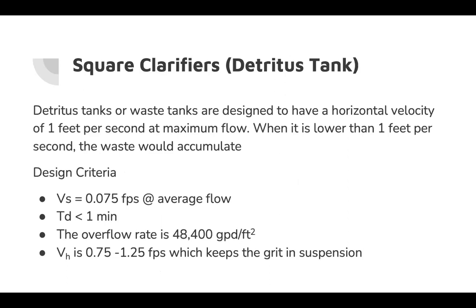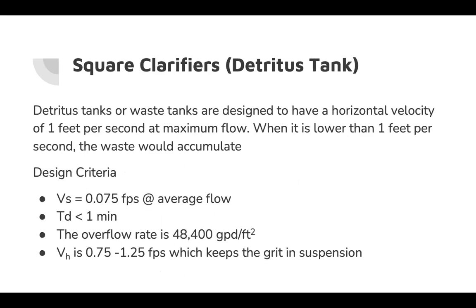So for the square clarifiers or the detritus tank, detritus tanks or waste tanks are designed to have a horizontal velocity of 1 feet per second at maximum flow. When it is lower than 1 feet per second, the waste would accumulate.